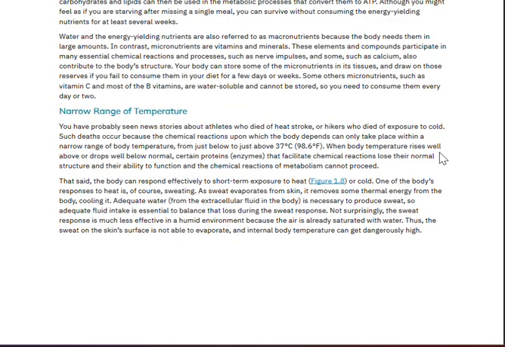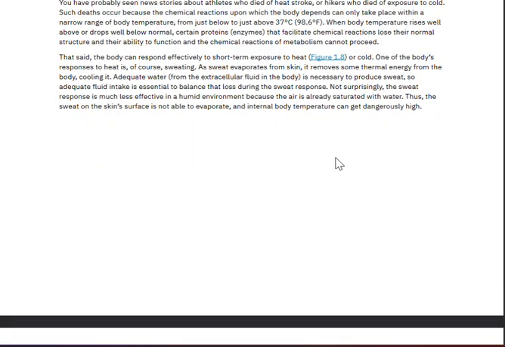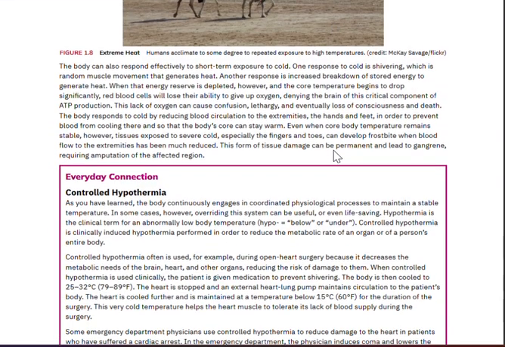This just talks about how your body likes 98.6. A little over, a little under is okay. To maintain homeostasis, your body sweats.